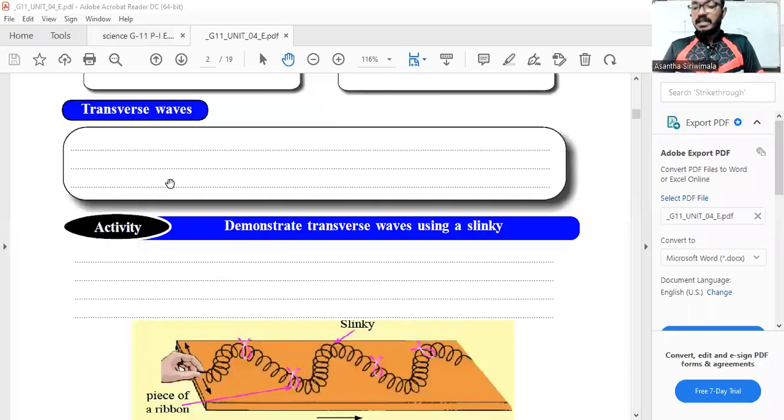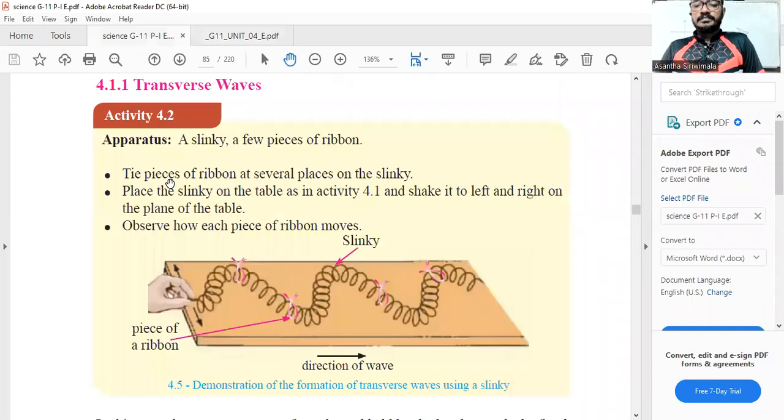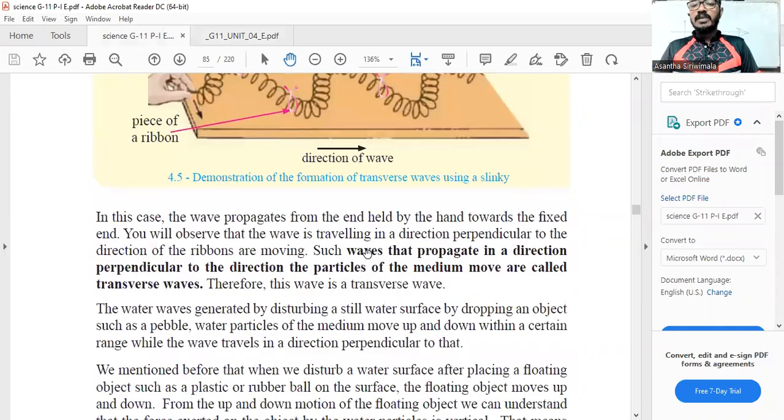So here in this box, you have to write the definition for the transverse waves. It is given in black color bold letters, so you can write it. Waves that propagate in a direction perpendicular to the direction in which the particles of a medium move are called transverse waves. That's what you have to write in that box.